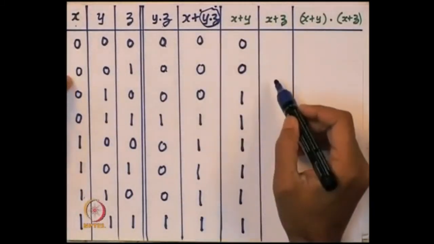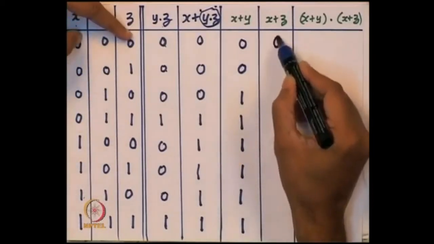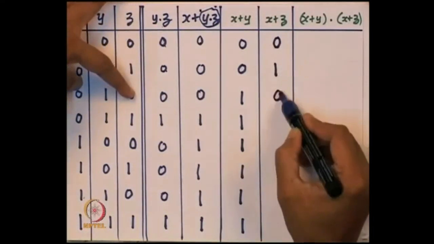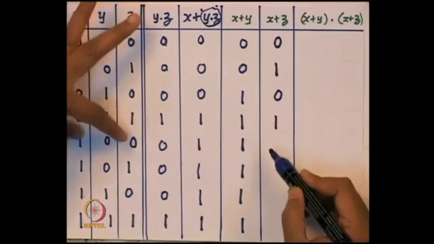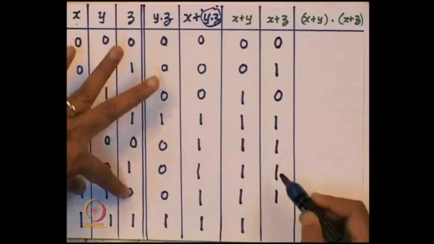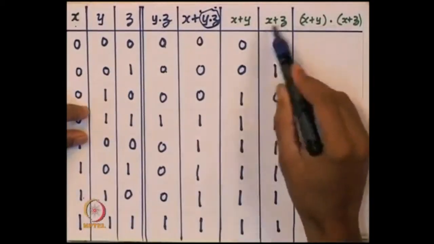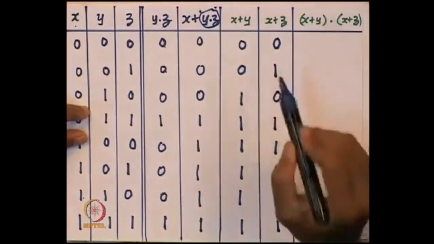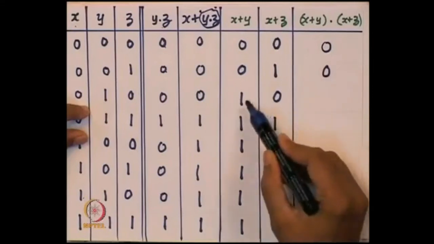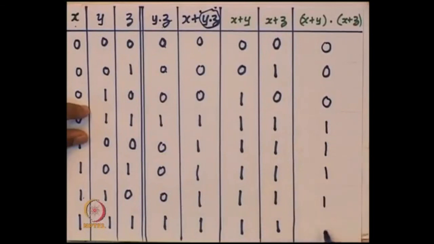Let us look at the second term here, x plus z, or x or z. So 0 or 0, that is a 0, 0 or 1, that is a 1, 0 or 0, that is a 0, 0 or 1, that is a 1, 1 or 0 is a 1, 1 or 1 is a 1, 1 or 0 is a 1, 1 or 1 is a 1. Now I will take these two terms which are the terms that we have in the RHS, and I am going to put a logical AND operation in between. 0 and 0 is 0, 0 and 1 is 0, 1 and 0 is 0, the rest are all 1 and 1, so we will have 1s everywhere.